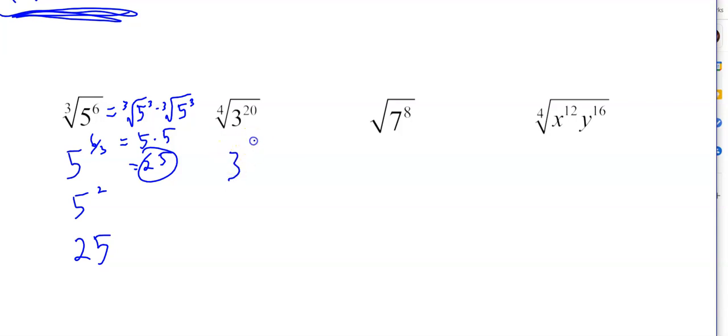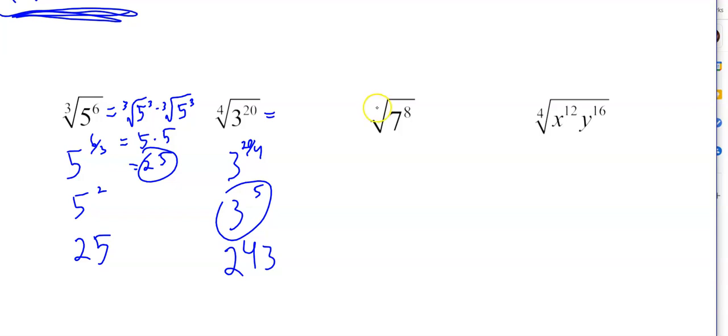Let's try it on this one. In rational exponent form, this would be 3 to the power of 20 over 4, so 3 to the fifth. I'm not going to bother to do 3 to the fifth. I know 3 to the third is 27, 3 to the fourth is 81, 81 times 3 is 243. I think I will bother to do it. Okay, 243. But if you don't have a calculator, I'd be fine with that answer. And then you could break that up into 5 groups of 4: fourth root of 3 to the fourth times fourth root of 3 to the fourth, and so on, 5 times. And so it'd be 3 times 3 times 3 times 3 times 3.